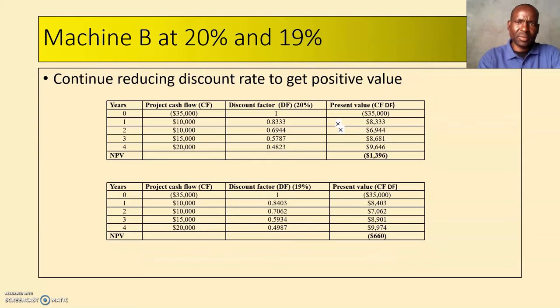Now let's look at machine B. Of course, we'll plot them together. So since we've calculated for machine A, we now go to machine B. So for machine B, we are using 20% and 19%. And at 20%, we've already seen that the net present value is already negative. If we change it to 19%, you can clearly see that again the net present value is negative. Okay, so we'll continue changing the discount rate so that we get a positive value.